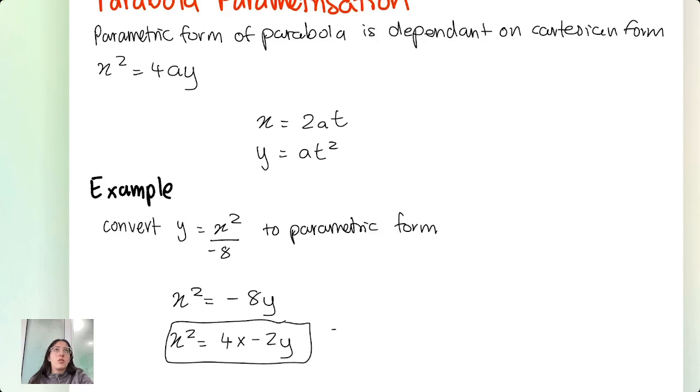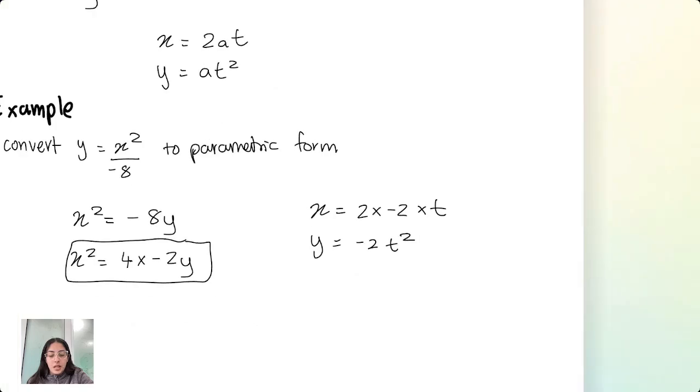So my x is just 2at, which is 2 times negative 2 times t. And my y is just at squared, so it's negative 2t squared. And then I'll just simplify. So I get negative 4t and I get negative 2t squared.